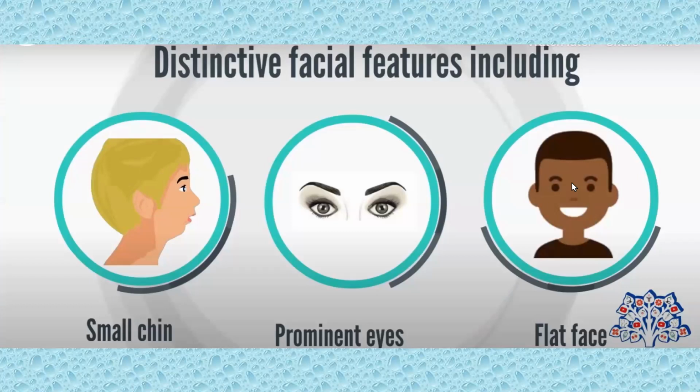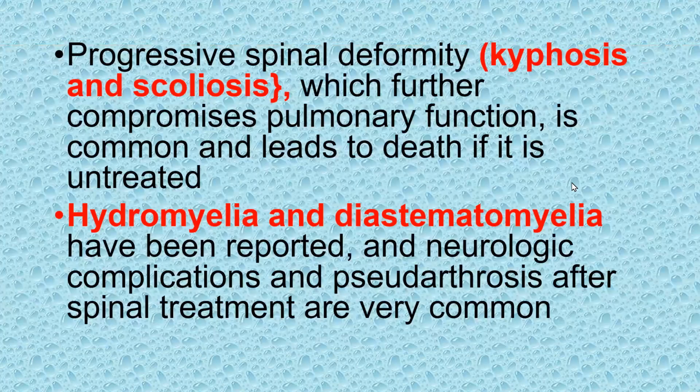Small chin, prominent eyes, flat face. They have a progressive spinal deformity, kyphosis, and scoliosis, which further compromises pulmonary function. And this is common and leads to death if it is untreated.